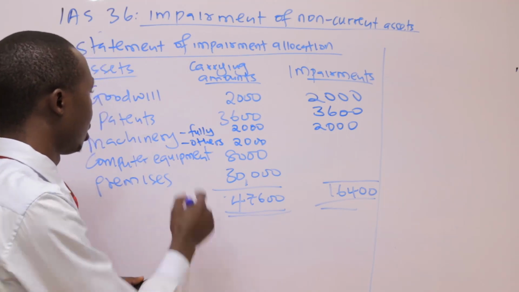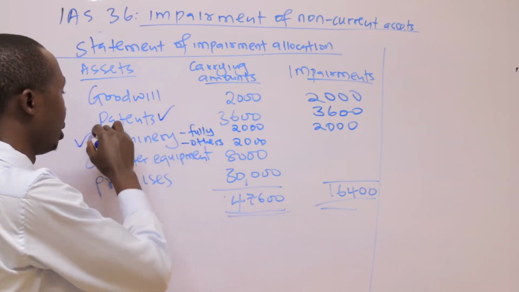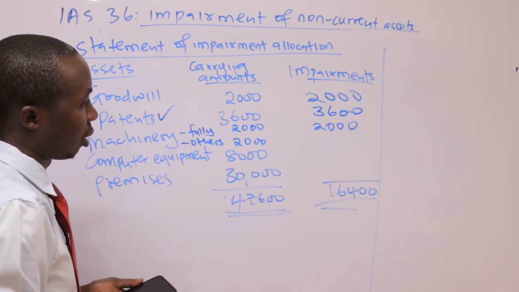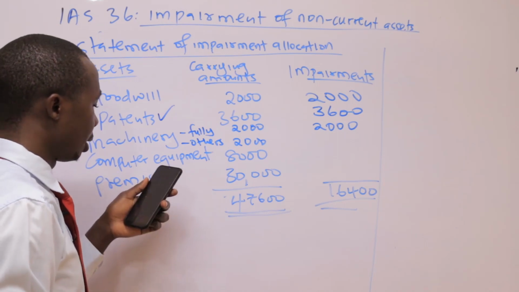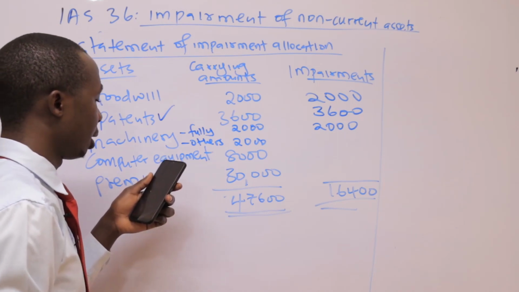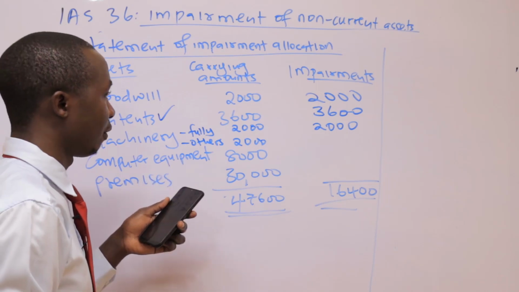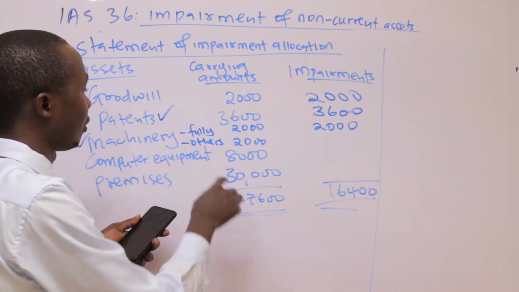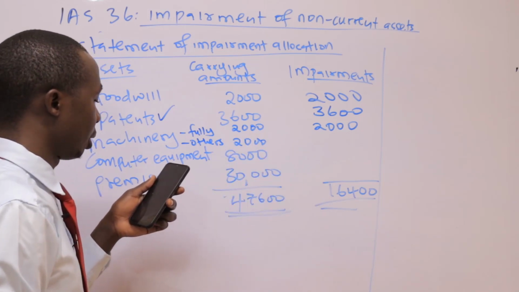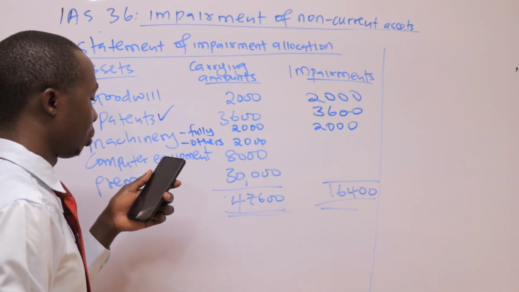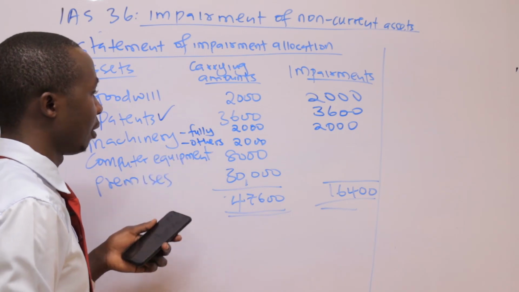Like now, for the patents and half of the machinery, they were very specific on how you are supposed to impair the two. They said half of the machinery has been destroyed and has no resale value, meaning that half of the machinery had been fully impaired. The same way with the patents, in number 3, that it has been superseded and now considered valueless.